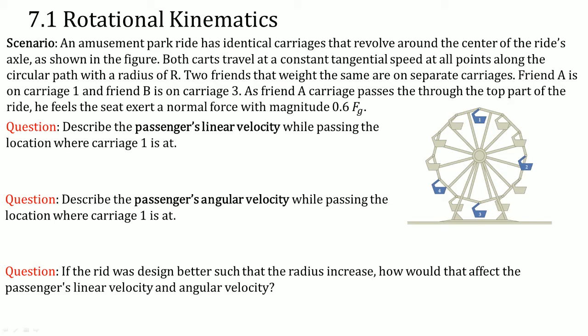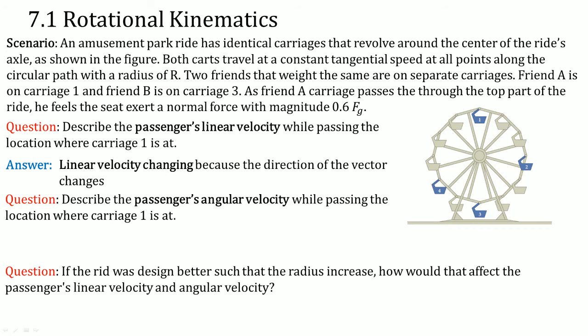As friend A's carriage passes through the top part of the ride, he feels the seat exert a normal force with a magnitude of 0.6 times the force of gravity. Question. Describe the passenger's linear velocity while passing through the location where carriage 1 is at. Answer. The linear velocity changes because the direction of the vector changes.